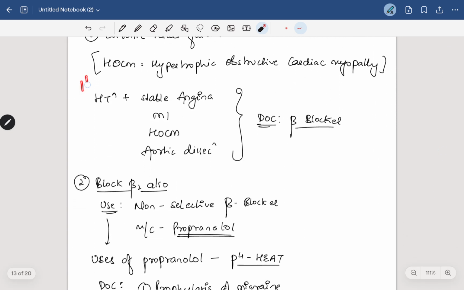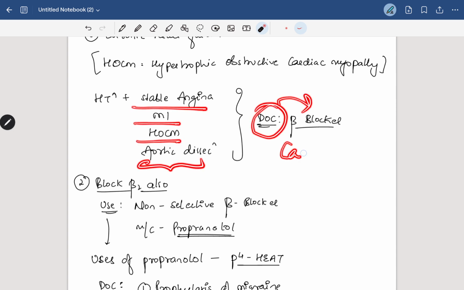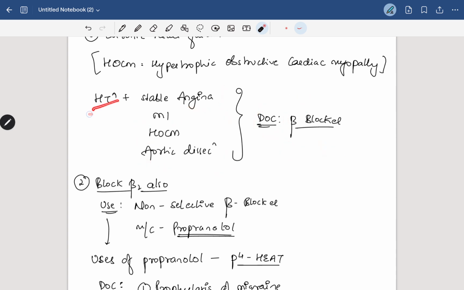So if a patient comes with such a condition, that is, he has hypertension as well as he has stable angina, MI, HOCM, aortic dissection, the drug of choice will be beta blockers, mainly cardioselective beta blockers, because he has all these problems. And hypertension also we give it because it acts as an antihypertensive, as we saw kidney and all the other things which I explained in the blood vessels.